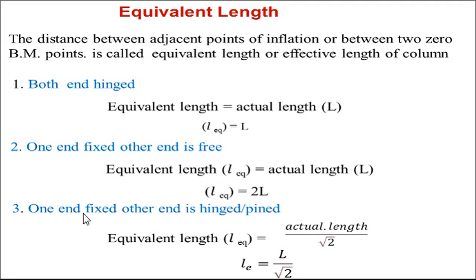So the third end condition is one end fixed and the other end hinged, or pin jointed, or pin end. So the equivalent length here is the actual length divided by under root of 2. We can also write LE is equal to L divided by under root of 2. So you have to remember, if one end is fixed and the other end is hinged, at that time equivalent length is actual length divided by root of 2.